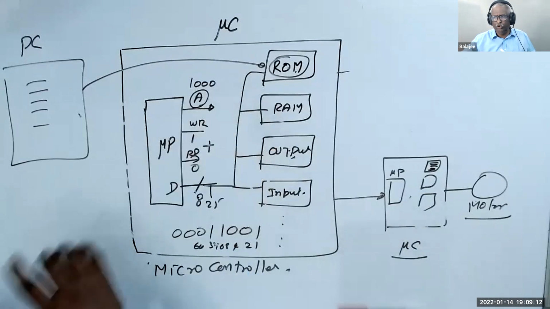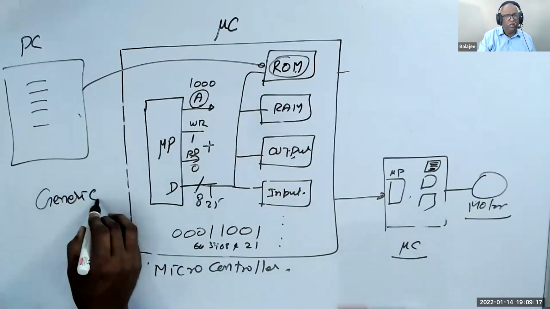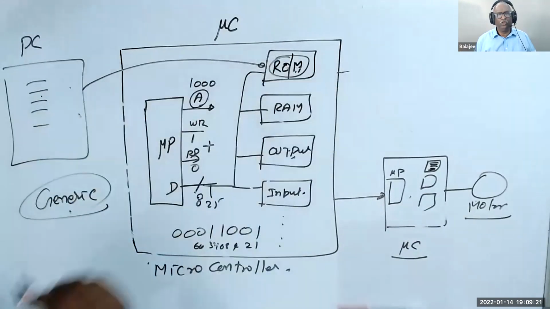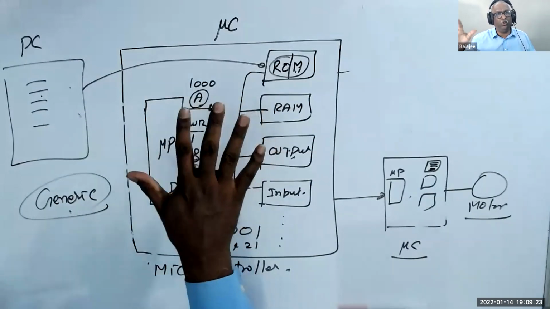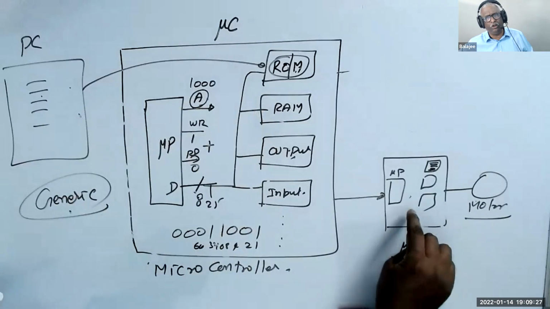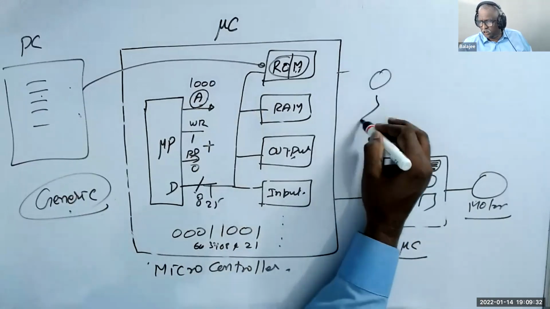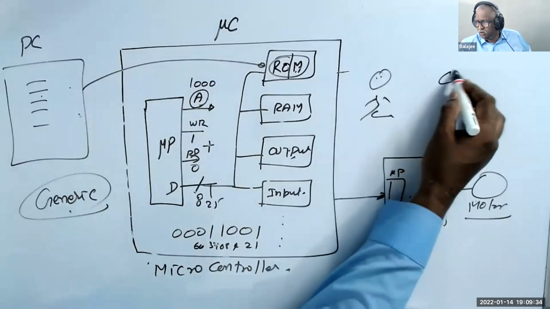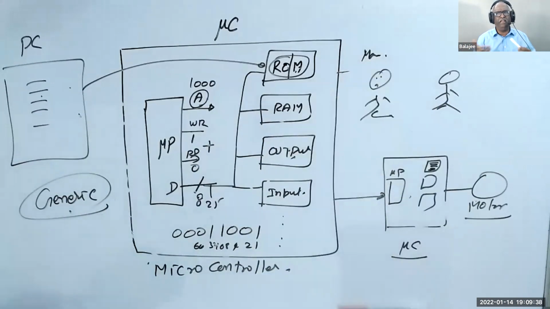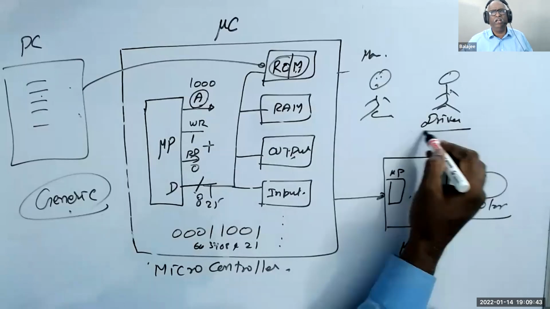This microcontroller could do any generic purpose. You can change the code in the ROM from the PC. So you can make the microcontroller work as you wish, anything. But this microcontroller is doing a specific job. There are two human beings. One is a generic one, a manager who manages everybody. But this guy is a driver, he does only driving.